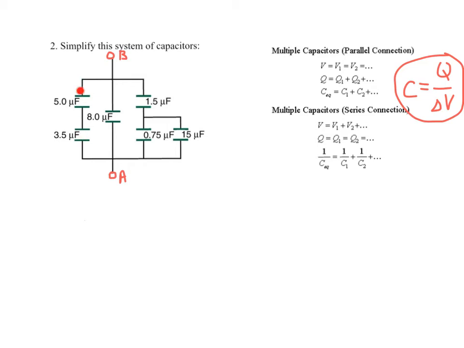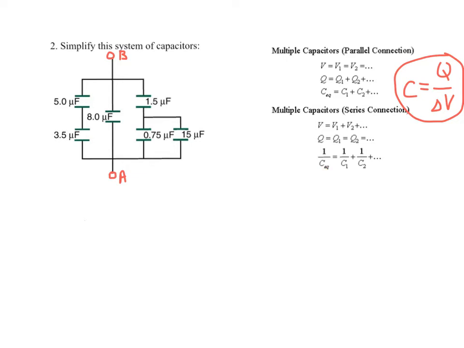Now the rule for series: if you have 2 capacitors in series, here are the 3 rules for series for the 3 quantities we need to worry about. The potential difference, these are all delta V's, the charge on the capacitor, and the capacitance. EQ means equivalent or combined capacitance. That's what that EQ is right there.